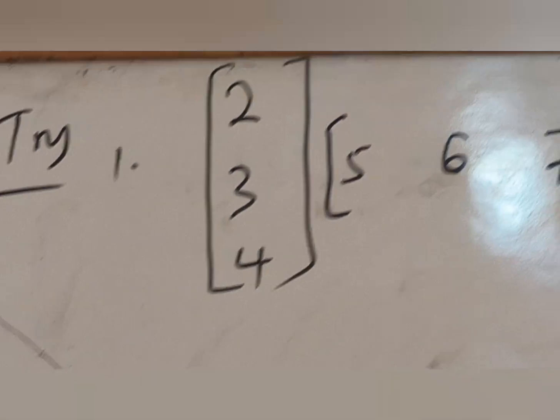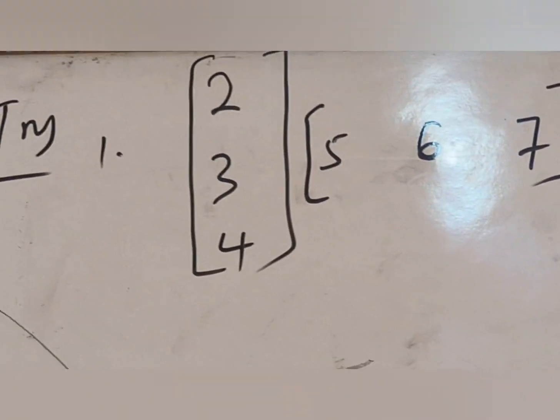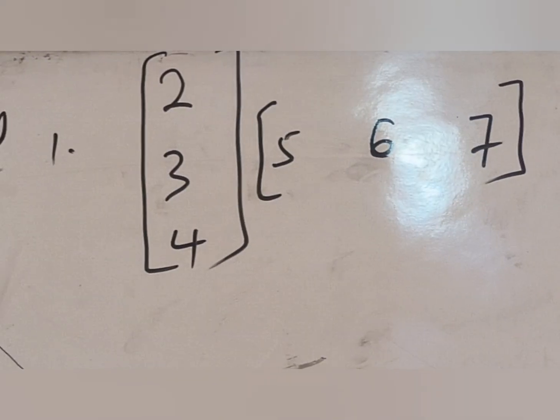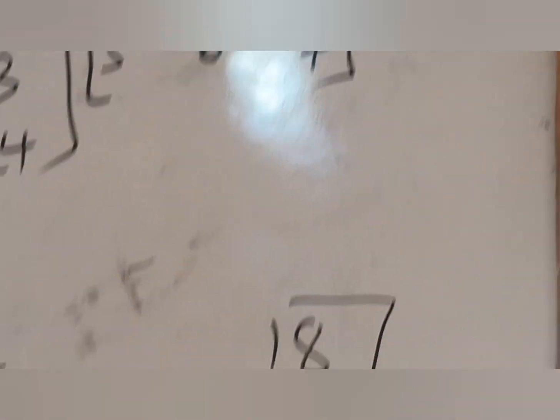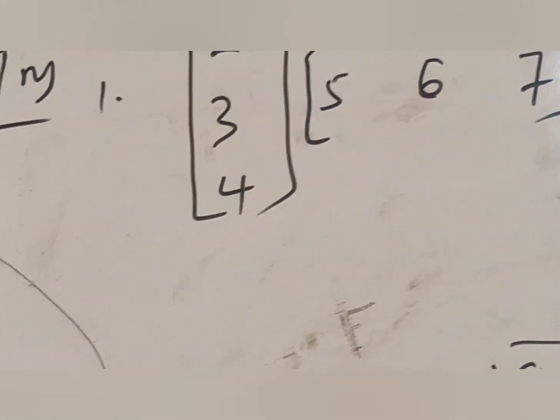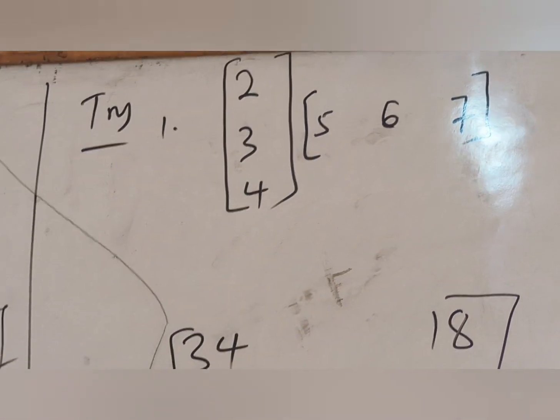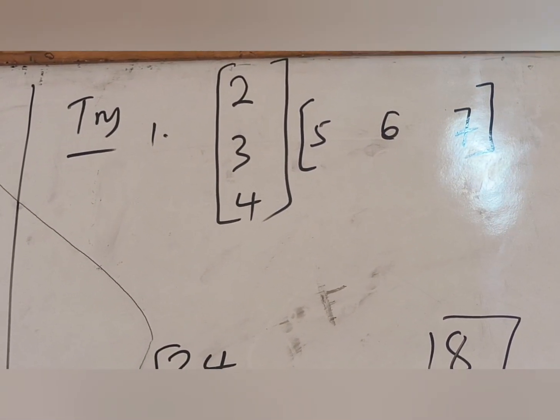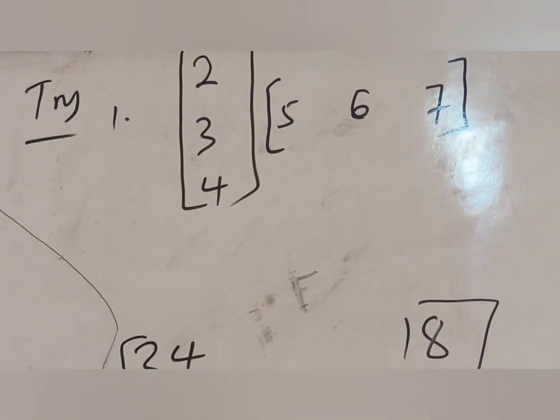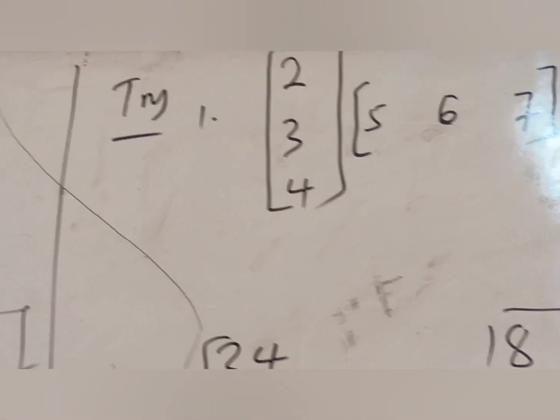Anyone know why this matrices cannot be multiplied? Because the number of columns of the first matrix must be equal to what? The number of rows of the second matrix. Can you all see? And how will the result be?